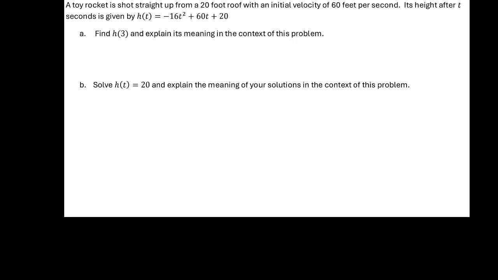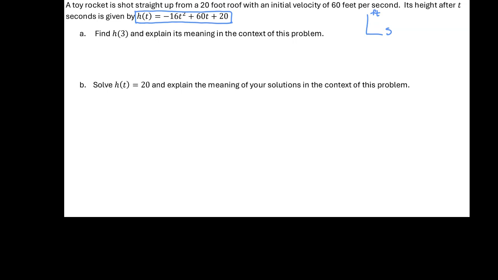So we're given this formula, h of t equals negative 16t squared plus 60t plus 20. And this is supposed to give us the height of a toy rocket t seconds after it is launched. The height units are going to be feet. So we've got feet versus seconds here. The first thing is kind of just a function notation question. We're supposed to find h of 3 and explain what it means in the context of this problem.